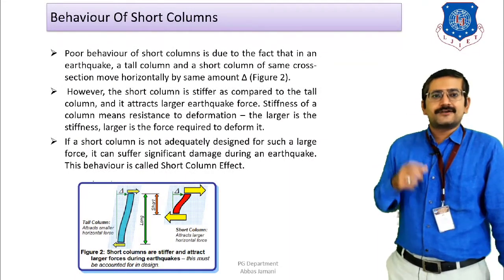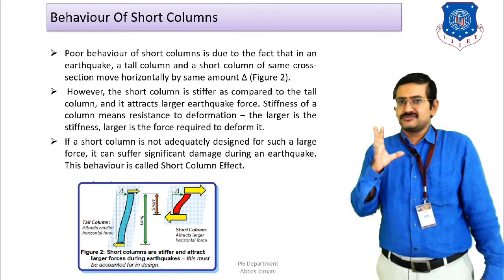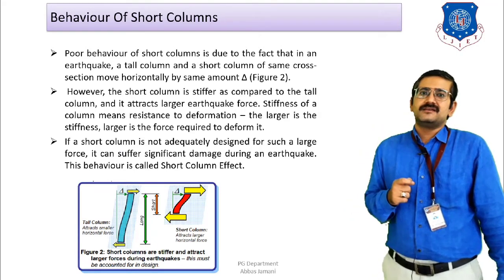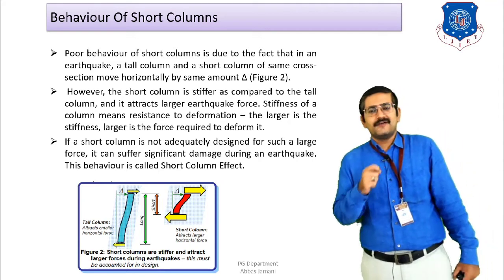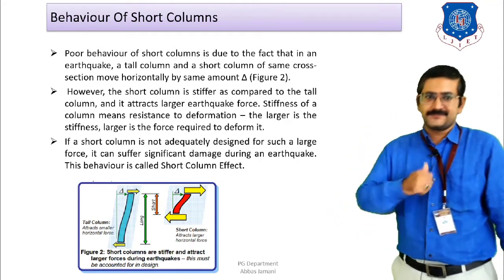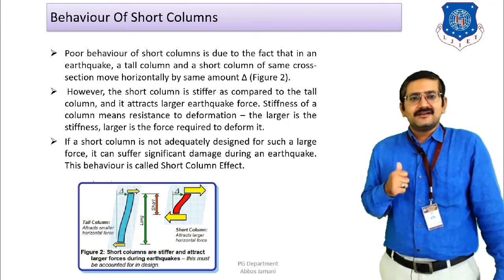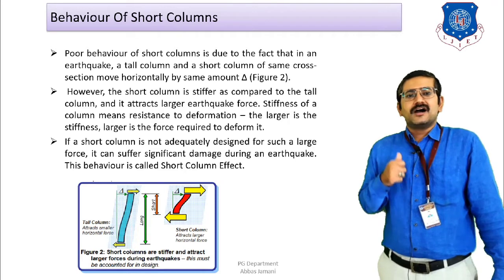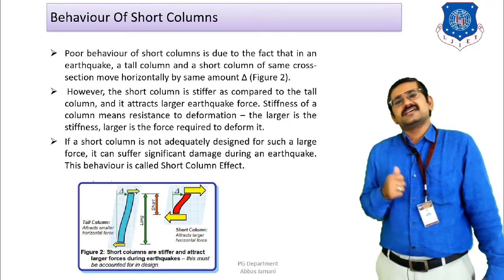Right? So when I talk about the behavior of short columns, as we have seen previously, first we understood the problem, and next we come to the behavior part. How is the behavior of the short column, and how is it going to be harmful to the performance of the building? That is what we are going to discuss over here. The poor behavior of short columns is due to the fact that in case of an earthquake, a tall column and a short column of the same cross section move horizontally by the same amount, delta.